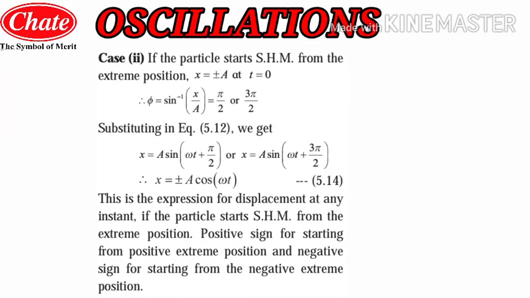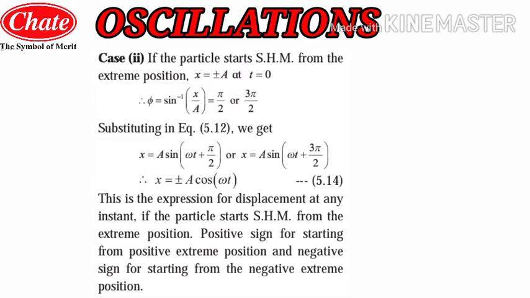The second case is when the particle starts SHM, that is simple harmonic motion, from the extreme position. At the extreme position, the block will be at the rightmost position, so there will be some displacement, x is equal to plus minus a, and t is equal to 0. This is the condition given. Now we will put these values into the equation.